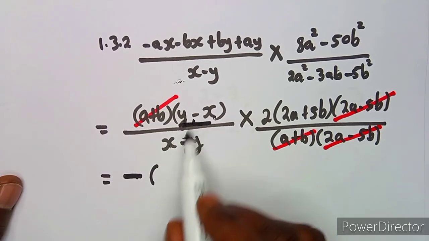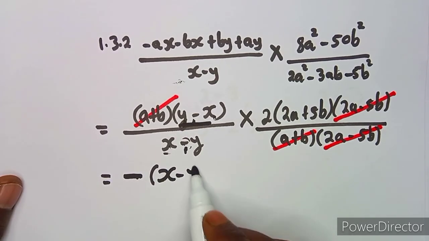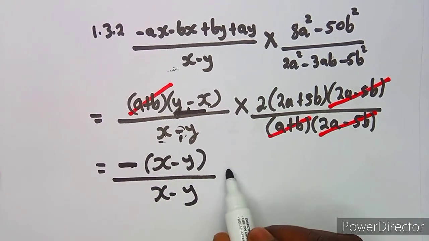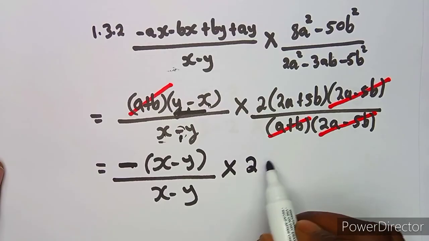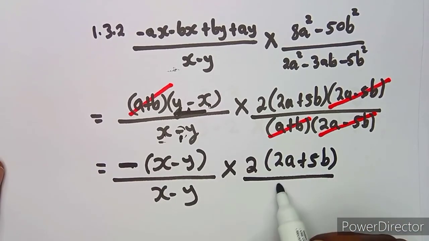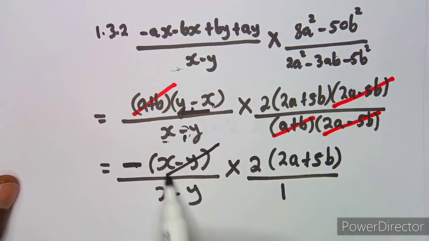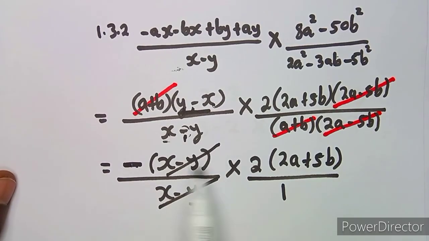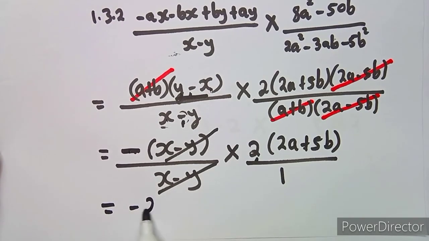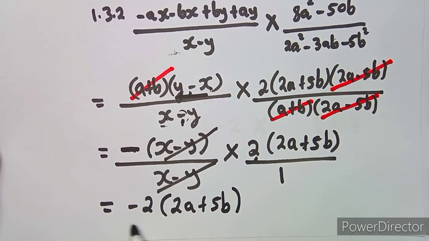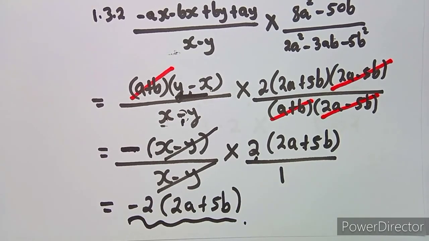So you are going to write this bracket as x minus y over x minus y. Times here we are left with 2 into 2a plus 5b, everything over 1, because here there's nothing, just like 1. So now these two are the same, so they can cancel each other. Take note, this negative and 2 is now negative 2 into 2a plus 5b. That's how you work out these algebraic fractions.